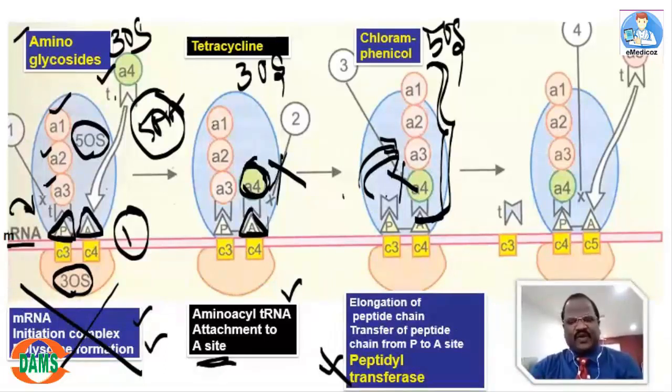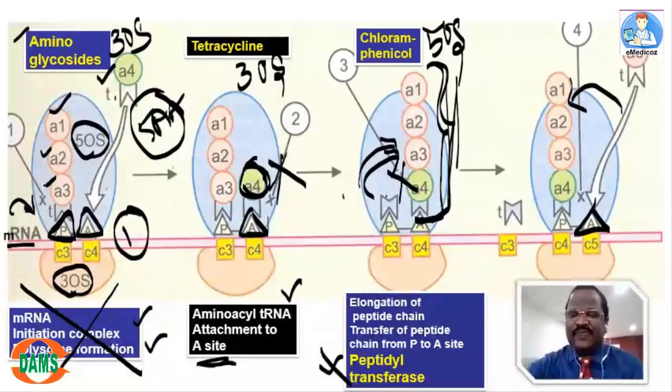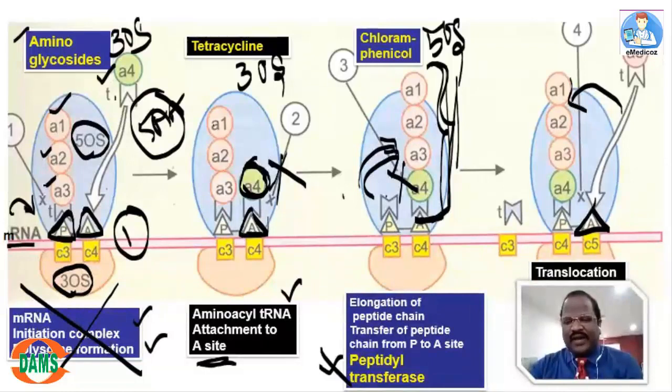Now coming to the final step. Look, this bacteria now has 4 amino acids. I told you it wants to produce a 5 amino acid protein. So to receive one more new amino acid, the A site should be empty. Only at the A site will the new amino acid come and attach. To make it empty, what happens? This peptide chain is now translocated from A to P, thereby A becomes free for receiving the new amino acid. So the final step is translocation of the elongated peptide chain from A to P, making A an empty site to receive a new amino acid.